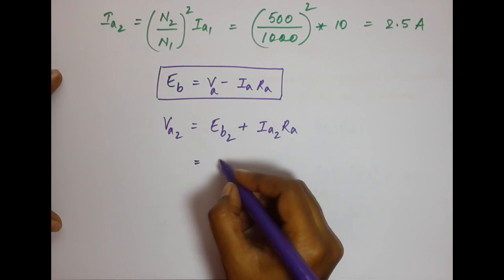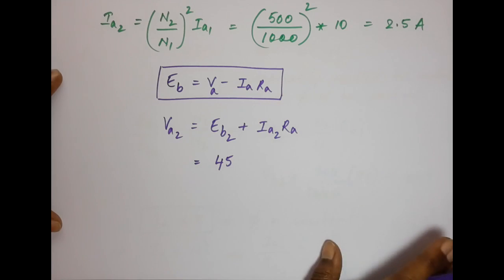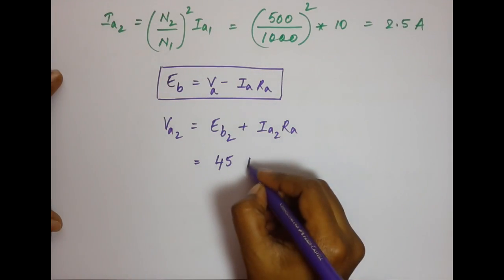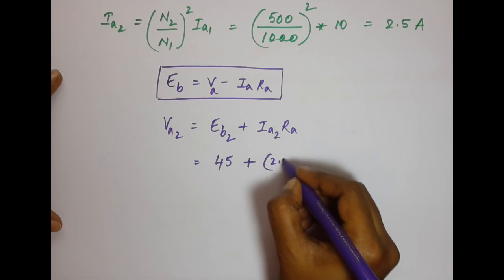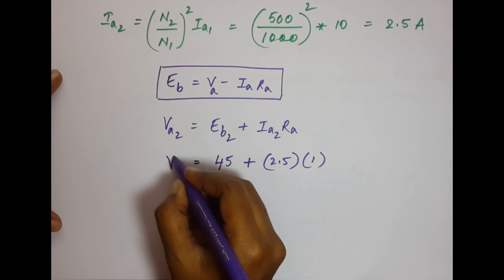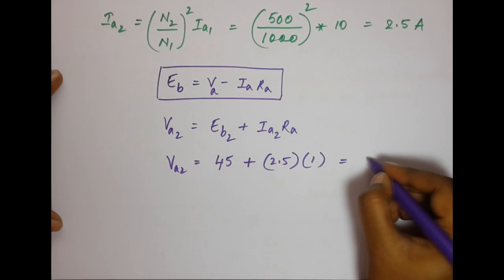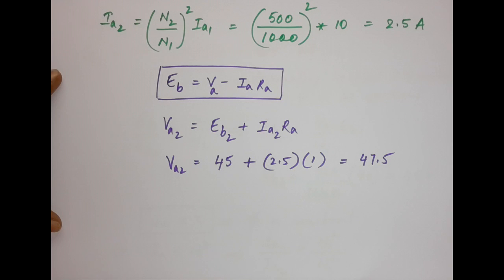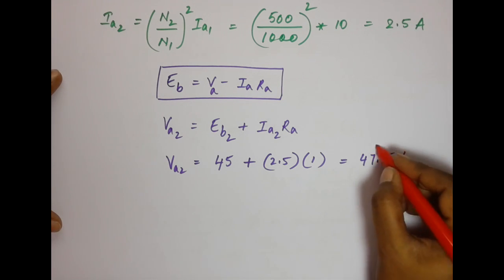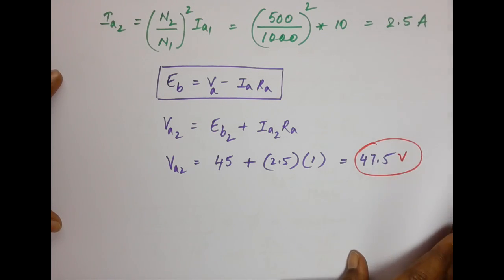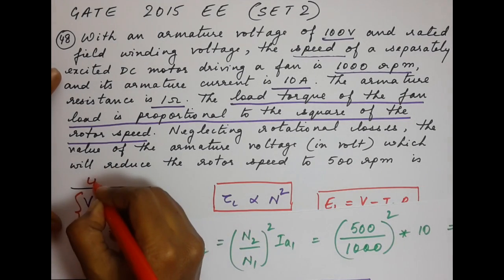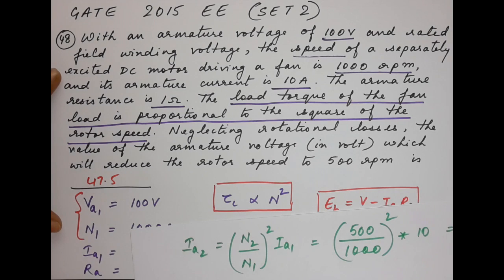So let's substitute the values. EB2 is 45. That's what we have found there. EB2 is 45 plus IA2 is 2.5, RA is 1. Solving this, we get a value of 47.5. So 47.5 volts is the final answer.